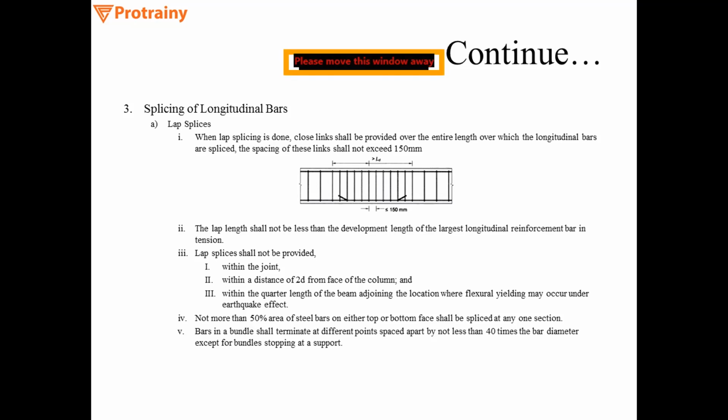So bar terminations should be in such a way that they are not terminated simultaneously, and the spacing between the termination of two bars should not be less than 40 times the bar diameter. If it is a 10 mm bar, then that spacing should not be less than 400 mm.